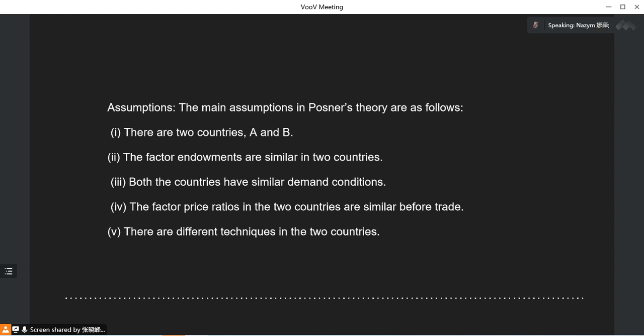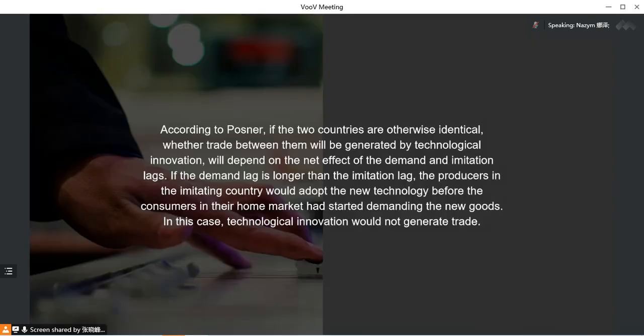Next slide. According to Posner, if the two countries are otherwise identical, whether trade between them will be generated by technological innovations will depend on the net effect of the demand and imitation lags. If the demand lag is longer than the imitation lag, the producers in the imitating country would adopt the new technologies before the consumers in their home market have started demanding the new goods. In this case, technological innovations would not generate trade.